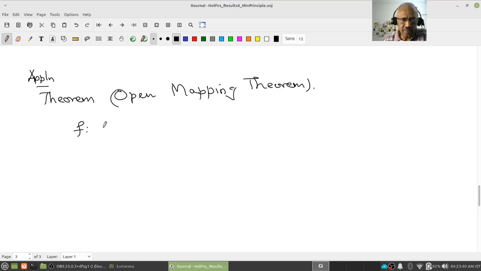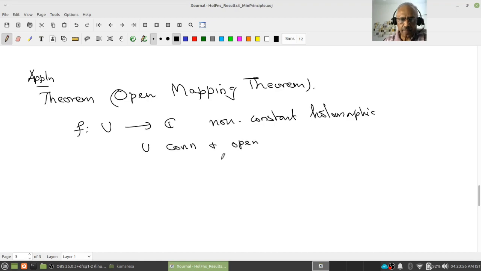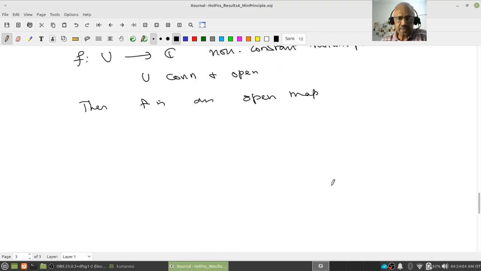Suppose I have a function f which is holomorphic and non-constant, and as usual U is connected and open. Then f is an open map. So what does that mean? That is, if V contained in U is open, then f of V is open. Okay, so let us go through the proof.